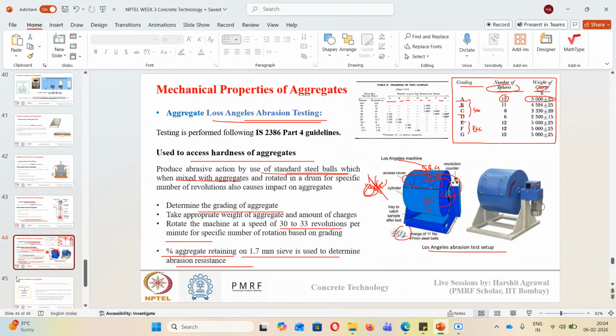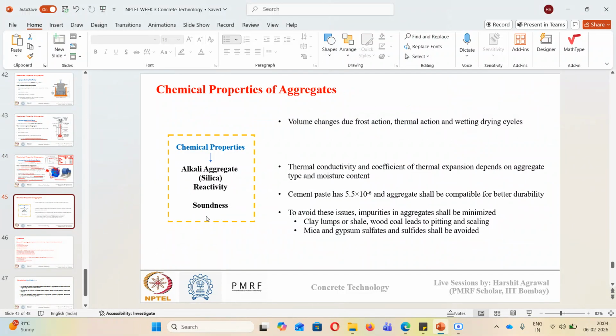Okay, so these are the mechanical properties of aggregate. And finally, there are chemical properties of aggregates. So we have alkali aggregate reaction. We want aggregate as an inert material in our system. But suppose aggregate has some reactive part, it can hamper the concrete performance.